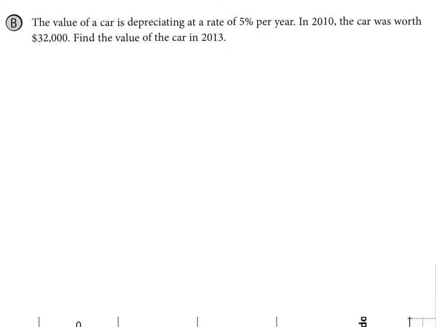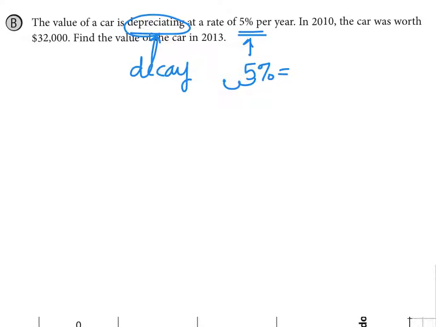Okay, so here's another example. This one tells us that the value of a car is depreciating. Okay, depreciating is another word for decay, at a rate of 5% per year. So this is going to be the percentage that I use with my pattern. Remember, 5%, I'm going to need to fix that. So I tend to go ahead and write that as 0.05, move the decimal 2 times. And then they already give me a starting value of 32,000.